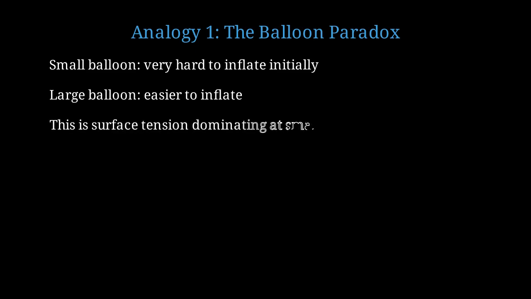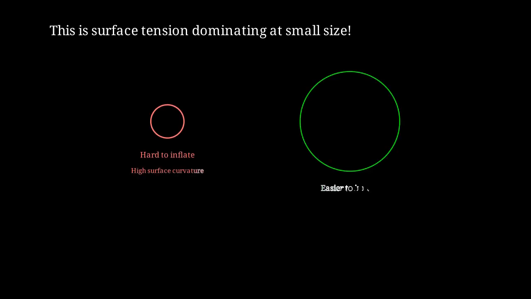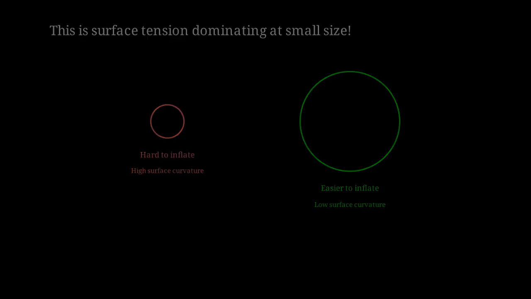The same pressure produces more volume increase. This is exactly the surface-to-volume paradox in action. At small sizes, the surface tension dominates and resists expansion. At large sizes, the volume properties dominate. The small balloon on the left has high curvature and strong resistance. The large balloon on the right has low curvature and weaker resistance per unit volume.